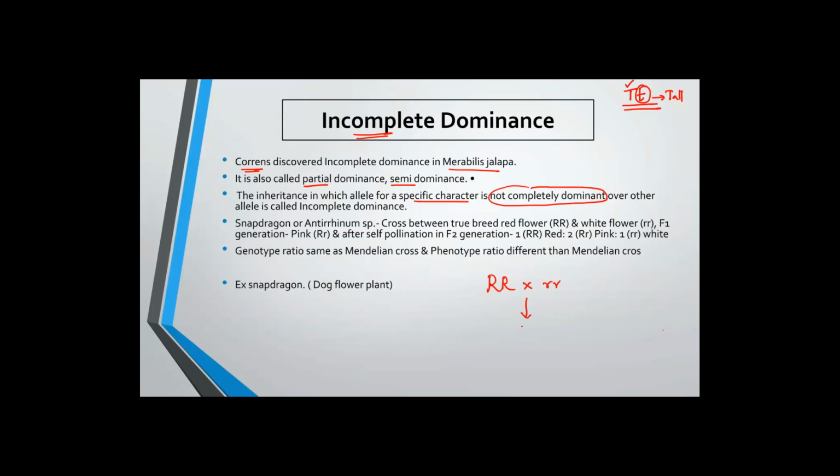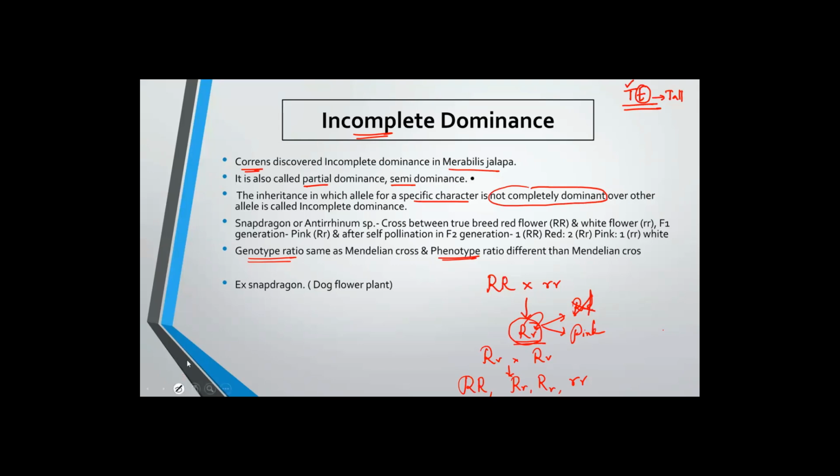they got a pink colored flower, not a red one. And when they self-pollinated the pink colored flower, they got one red, two pink, and one more, that is the white flower. So here we can see the genotypic ratio is the same as the Mendelian cross, whereas the phenotypic ratio is different. In the heterozygous genotype, R is not dominant over small r. If it was dominant, it would have shown the red color. But as it is incomplete dominance, it showed a pink colored flower.